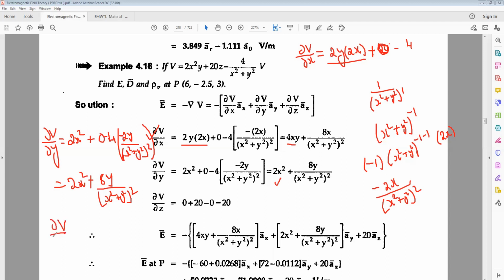And dou V by dou z is equal to, the first term 0 and the last term is also 0. You get 20.